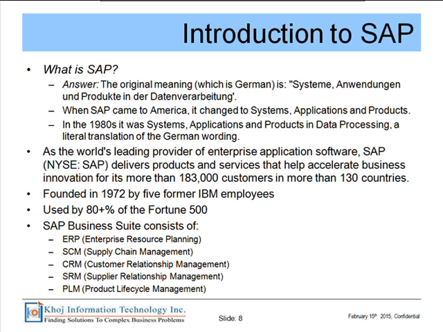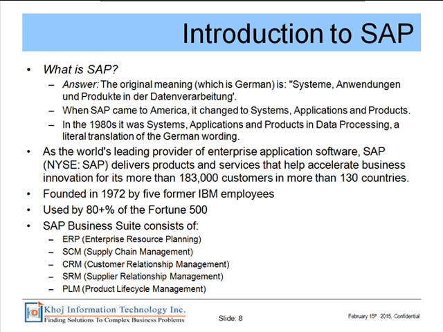It's the world leader in enterprise application software, right? And close to 200,000 customers in more than 130 countries. It was founded in 1972 by 5 ex-IBM employees. More than 80% of the Fortune 500 companies use it. So it's pretty prevalent, right, in the market space. The flagship product is called the SAP Business Suite, and it has got 5 major products which make up this suite.